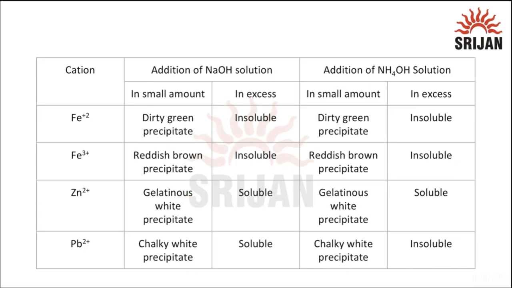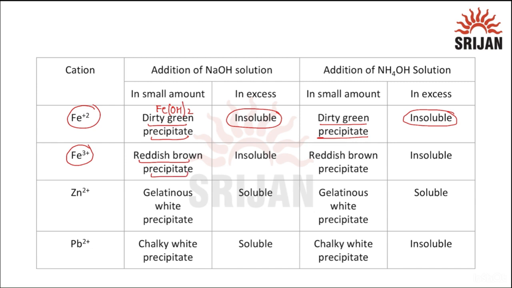Coming to the third cation, that is Fe2+, we observe dirty green precipitate due to the formation of Fe(OH)2 when NaOH is added in small amount. Even if we add NaOH in excess amount, we still get this dirty green precipitate and it is still insoluble. On addition of NH4OH, again we get dirty green precipitate and it remains insoluble even if we add NH4OH in excess.